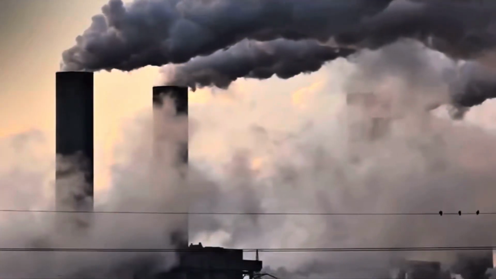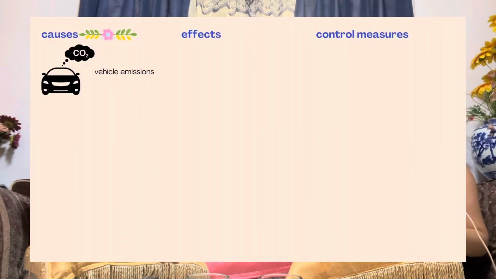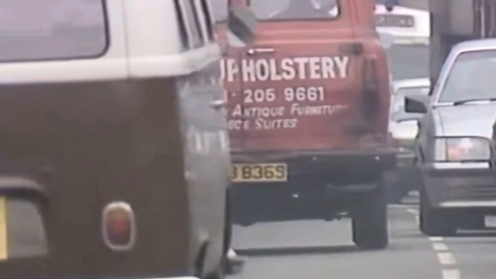First, we have air pollution. Air pollution refers to the release of pollutants into the air. So, for the first cause of air pollution, we have vehicle emissions. Vehicle emissions release pollutants like carbon monoxide and nitrogen oxides, harming human health and contributing to climate change. These emissions also form secondary pollutants like ground level ozone, worsening the air quality in urban areas.